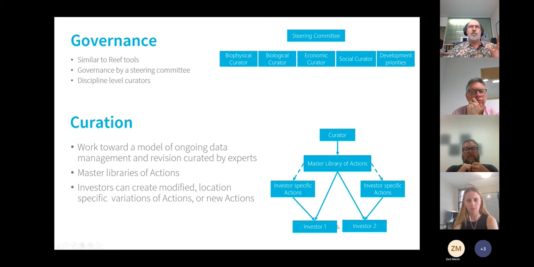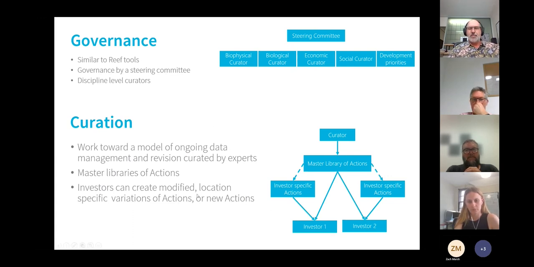is effectively represented in this bottom figure, where the curator interacts with what we have in Reefonomics as a master library of actions. They're able to populate all the content around each of those actions. That master library of actions, or this point of truth of actions, is used within the application by our different investors, the users. They also have the ability to create their own personal versions of those actions as well. Typically, they'll inherit or copy something from the master library, and they might modify it to consider, what if we can get this for a cheaper price, for example, in a different region.